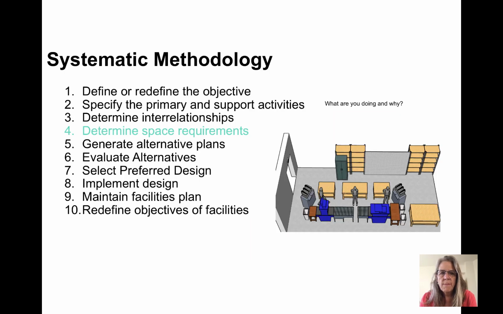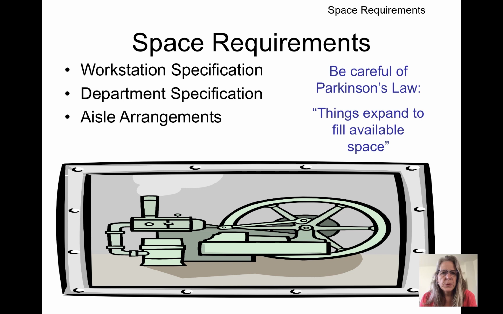We're also in step 4 in the systematic approach, which is determining space requirements. Now in space requirements, we're going to be looking at a bottom-up approach where we first look at the workstation specifications, then we go to the department specifications, and then we look at the aisle arrangements, which looks at between departments or total facility design.